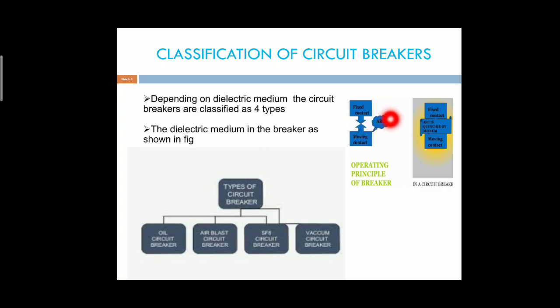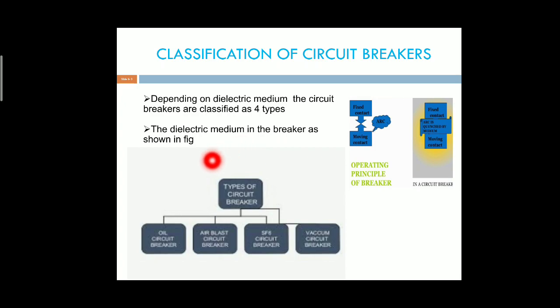That the arc is reduced within a very short time is one of the major important criteria in the case of circuit breakers. That's why we are using different types of dielectric mediums. This is the fixed contact and this is the moving contact. This is the arc quenching medium, in which we are using the dielectric mediums.